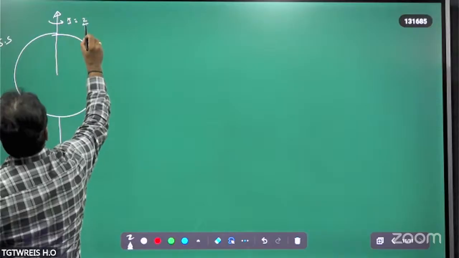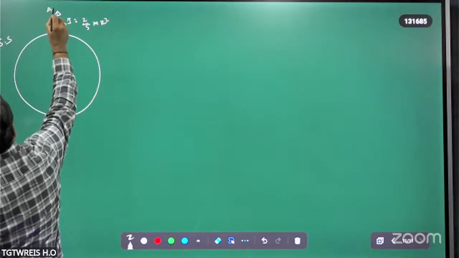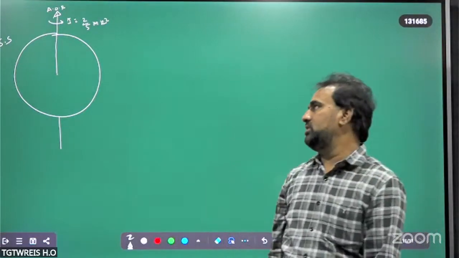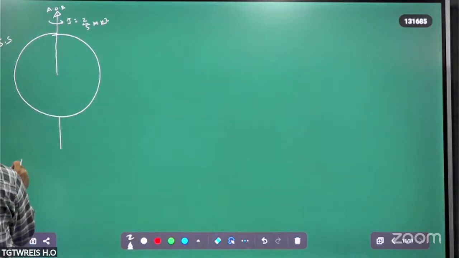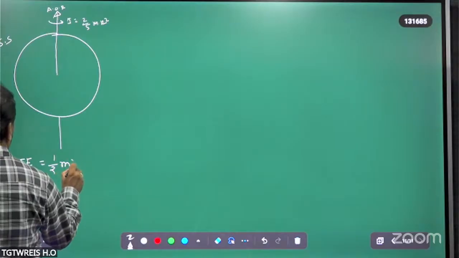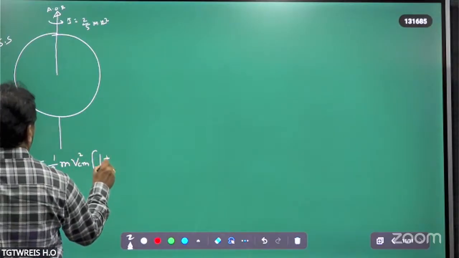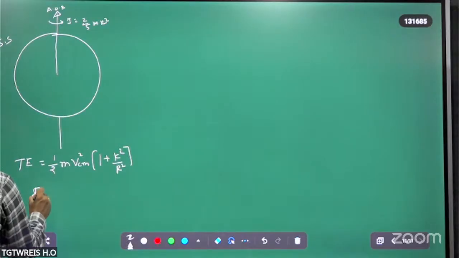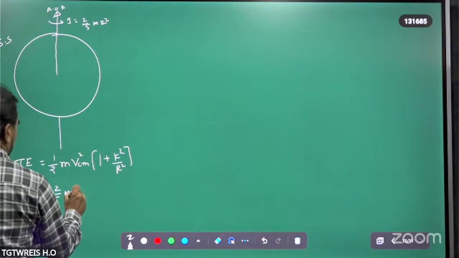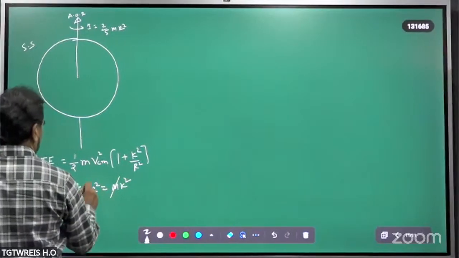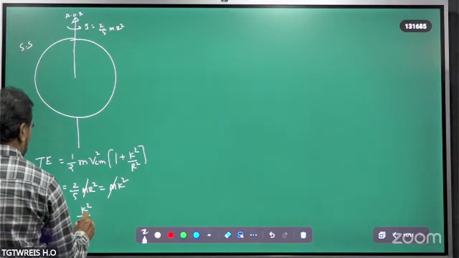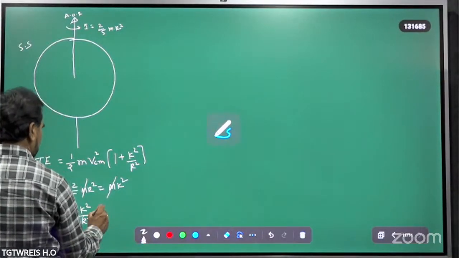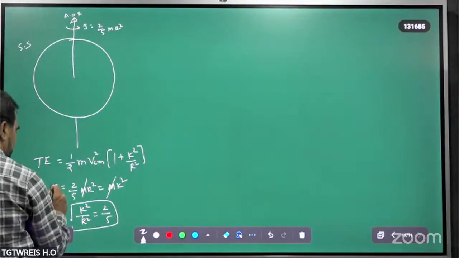I is equal to 2 by 5 mr square, about this axis of rotation. Therefore, the total energy of the solid cylinder is given by TE is equal to half m VCM square into 1 plus k square upon r square. But what is the moment of inertia of the solid cylinder? I is equal to 2 by 5 mr square, which is equal to mk square. On both sides m gets cancelled out. So k square upon r square is equal to 2 by 5.